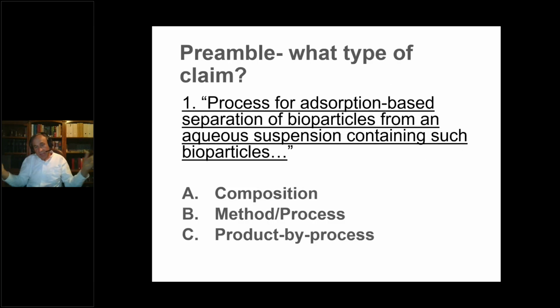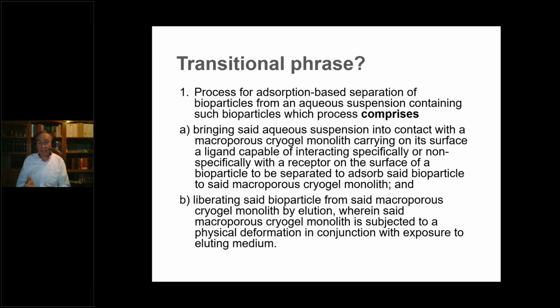So what type of claim do we have? Do we have a composition, a method process, or a product by process? It's right there. It's a process claim. Easy. So what about our transitional phrase? Well, look at right there. It's bolded for us. It's comprises. So that's the good transitional phrase that we want to see.